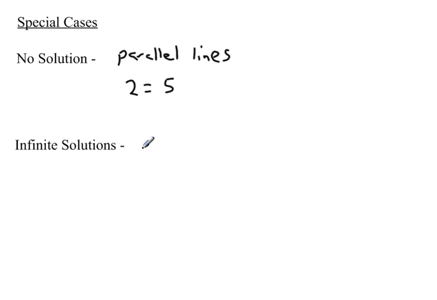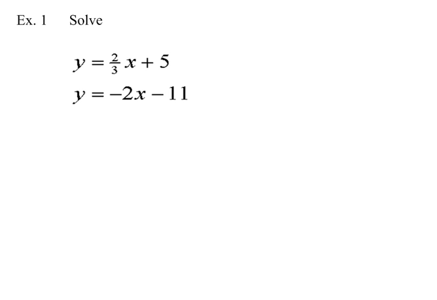Now, infinite solutions occur if you graph the same exact equation twice. Like if you have the same line graphed twice right on top of each other. And if you use elimination and you end up with something like 5 equals 5, that means your system of equations has infinite solutions. Okay, so let's jump in.